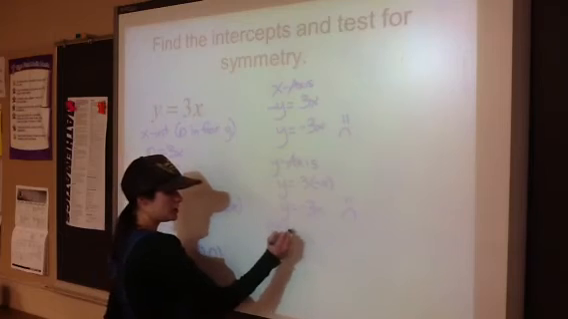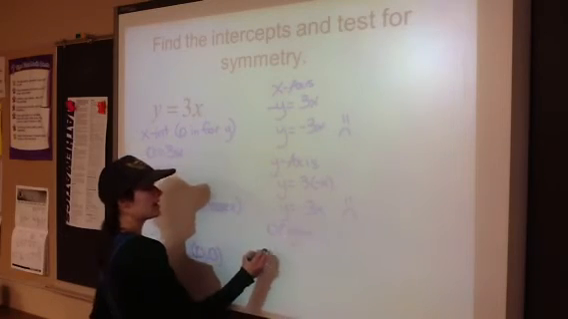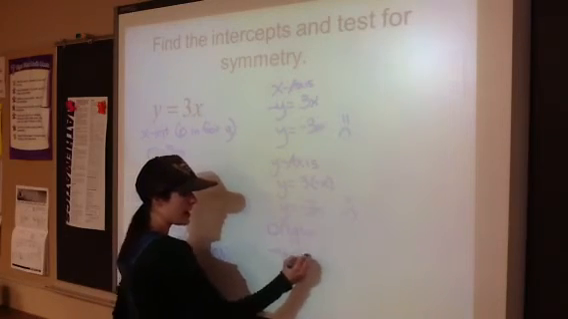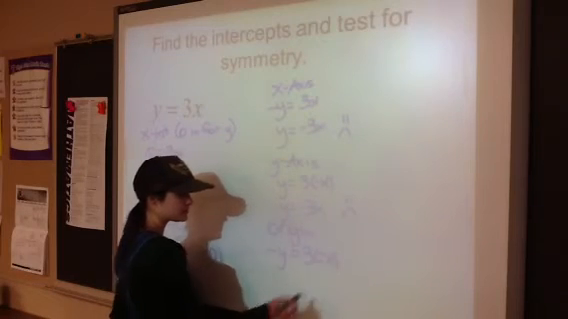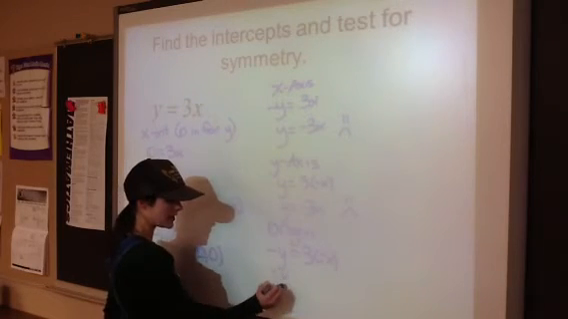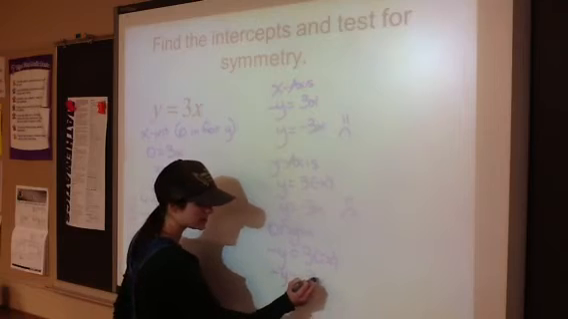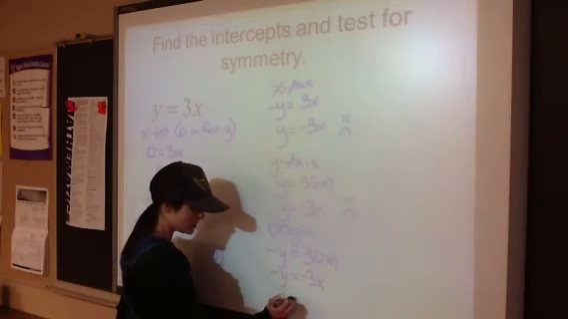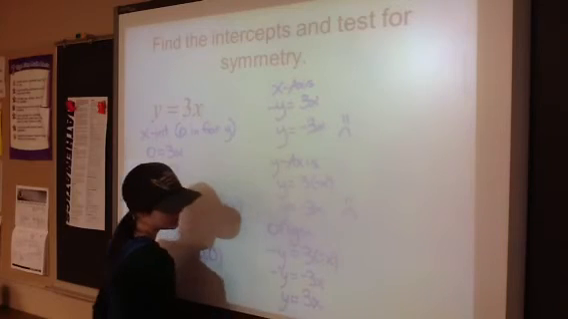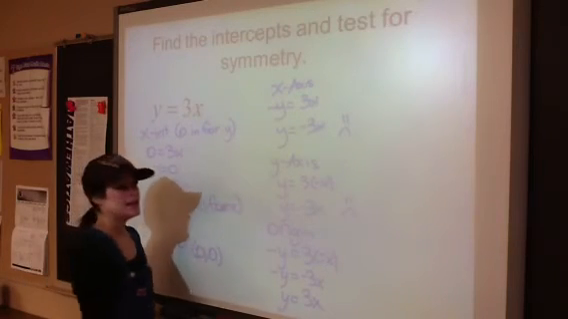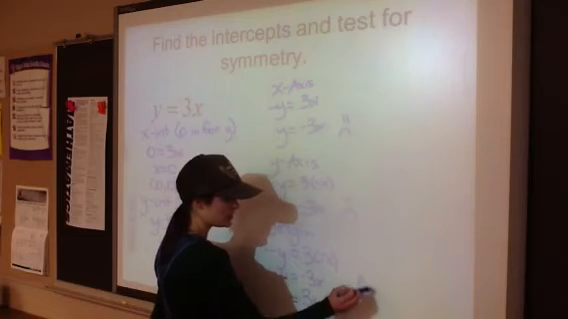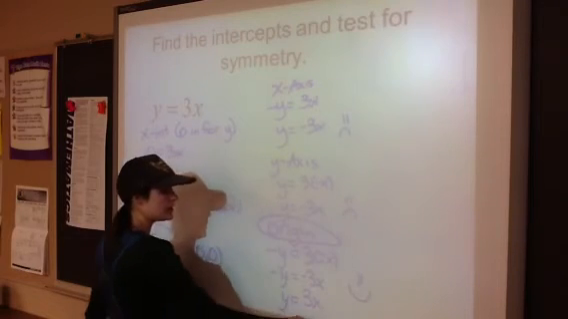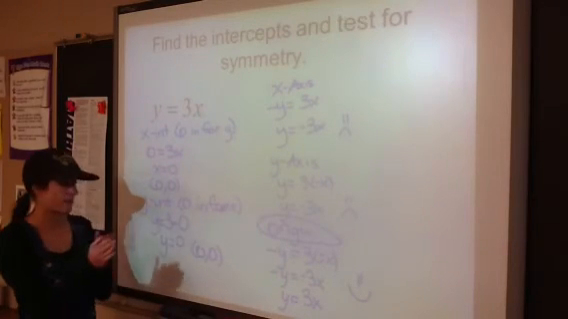For origin, we are going to put in -y and -x. If I simplify, I get -y equals -3x. If I divide by -1, I get y equals 3x. Is that the same? Yes. So your answer is origin. Yay, go you.